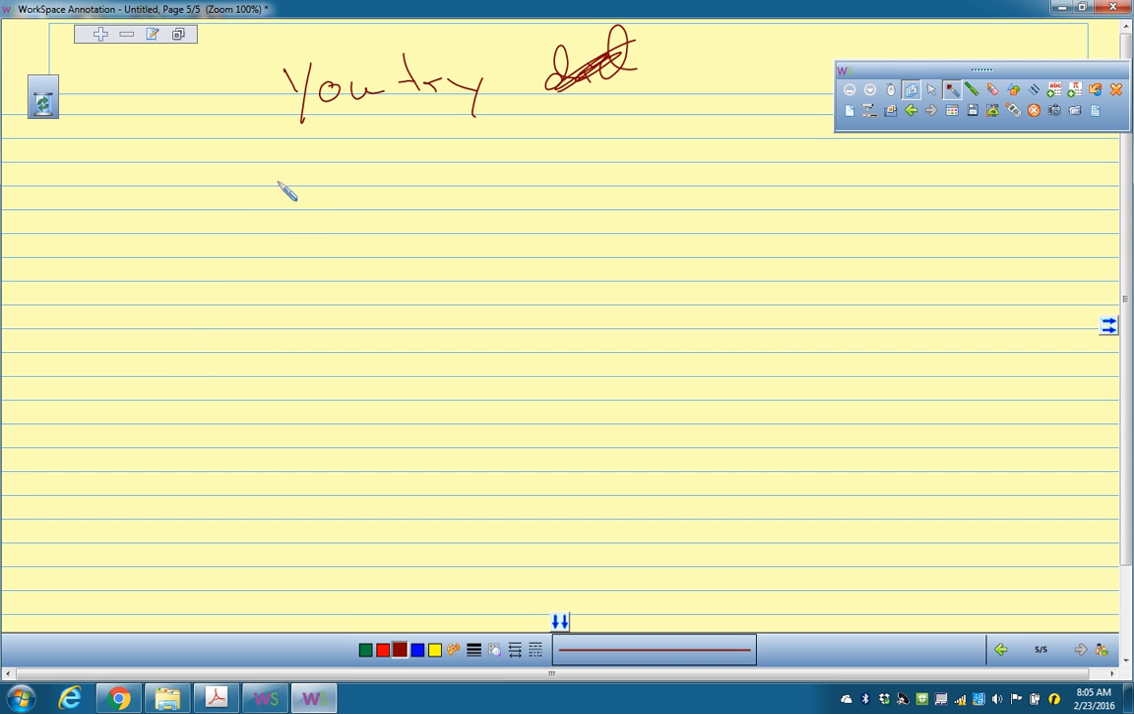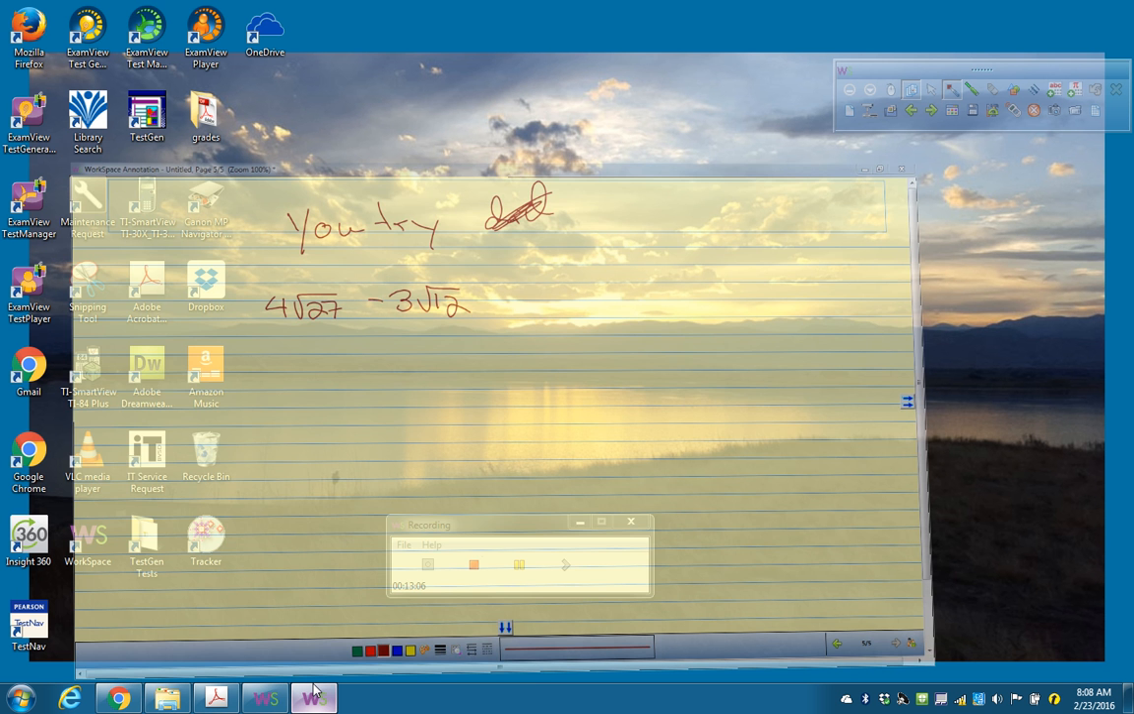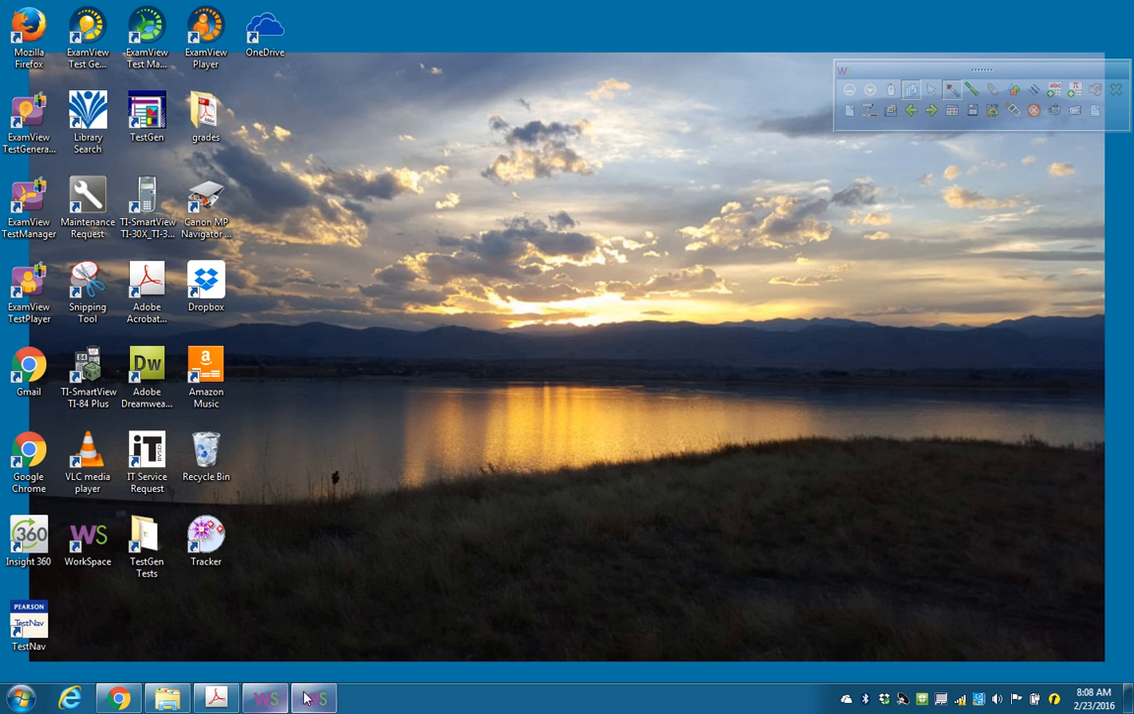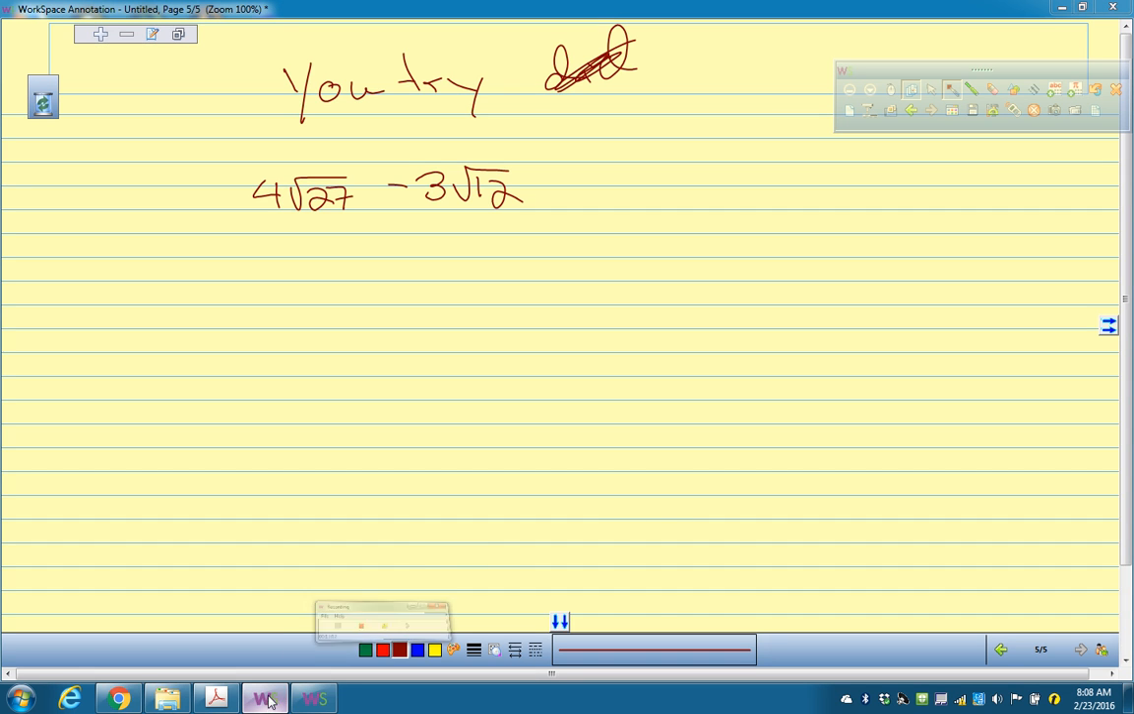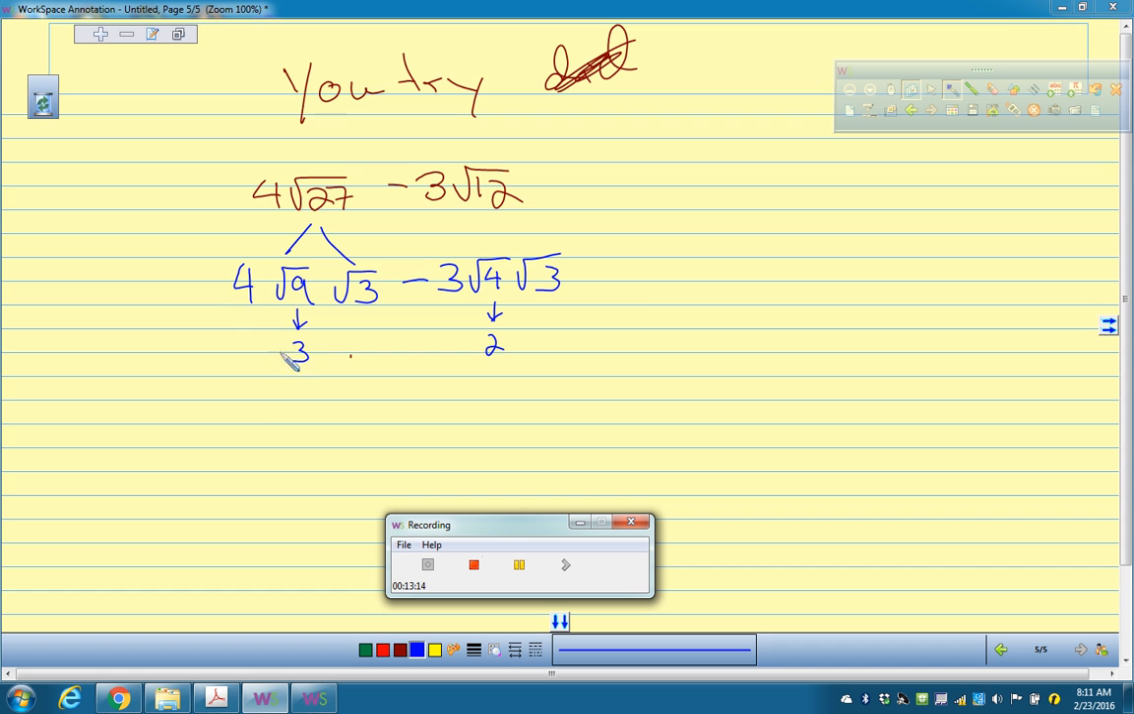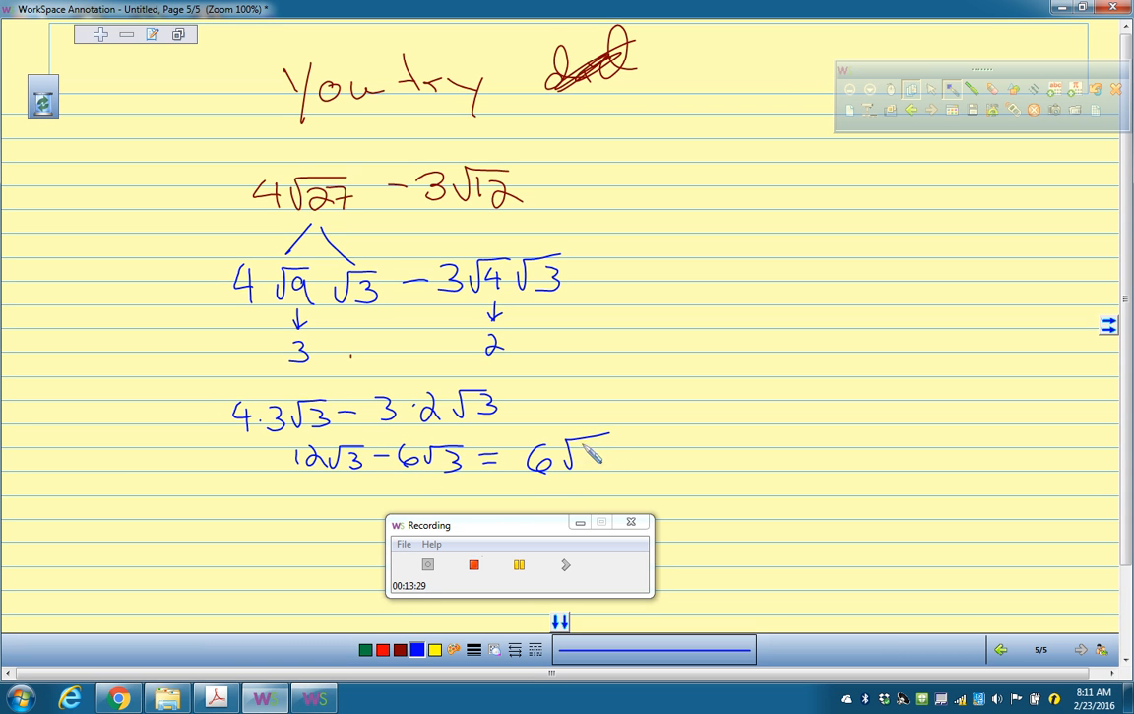4 root 27 minus 3 root of 12. These are just square roots. The only thing that's different from that last one is that these are square roots. So you get 4 times 3 times root of 3 minus 3 times 2 times root of 3, which is 12 root of 3 minus 6 root of 3, which is equal to 6 root of 3.